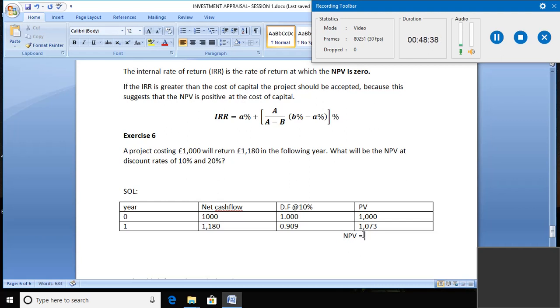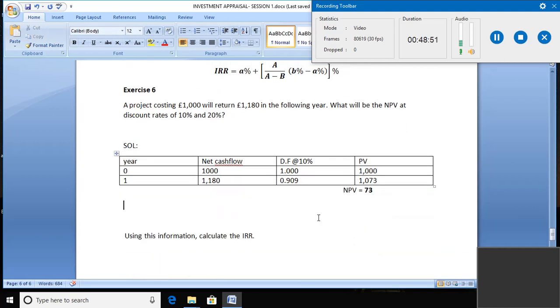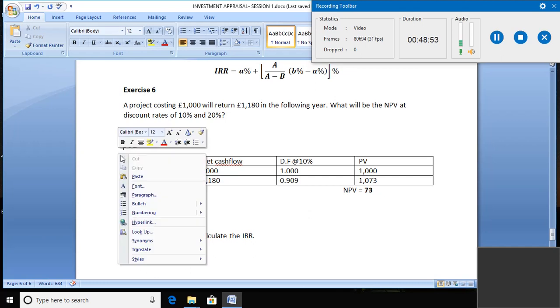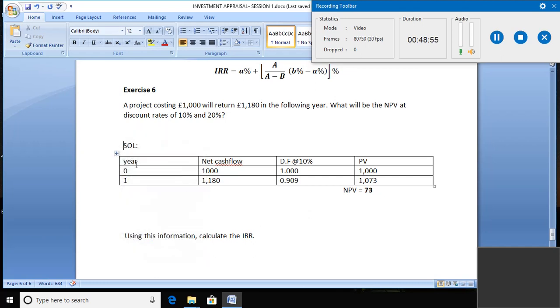NPV will be a positive value of 73. Just look at the difference there. So the NPV is positive 73. So that's at 10%. Now let's borrow this table and try to use it.